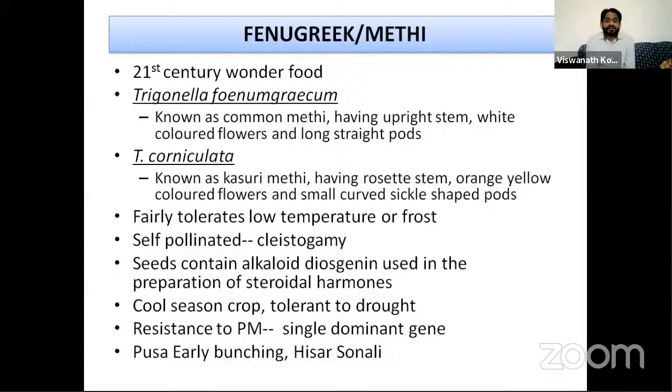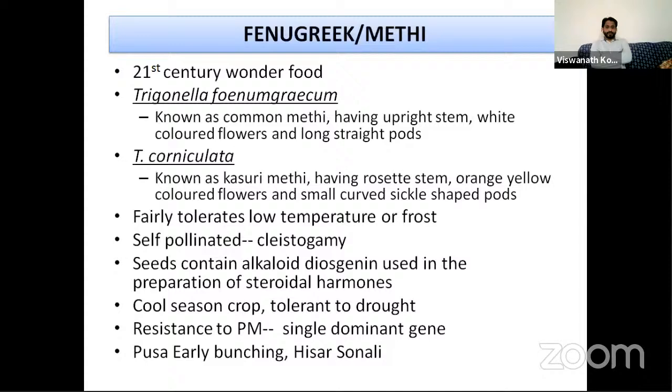The fenugreek tolerates fairly low temperature, and fenugreek is also self-pollinated. Fenugreek belongs to the family Leguminosae or Fabaceae. Like pea, fenugreek is also cleistogamous, that means the flower never opens before fertilization. And the seeds of the fenugreek also contain the alkaloid diosgenin. It is used in the preparation of steroidal hormones.